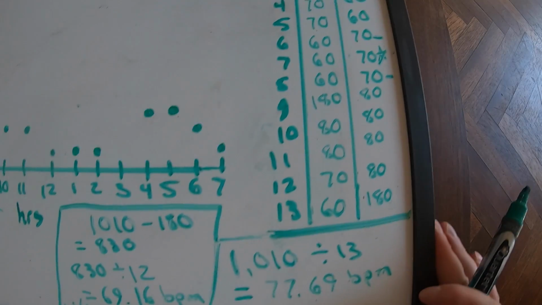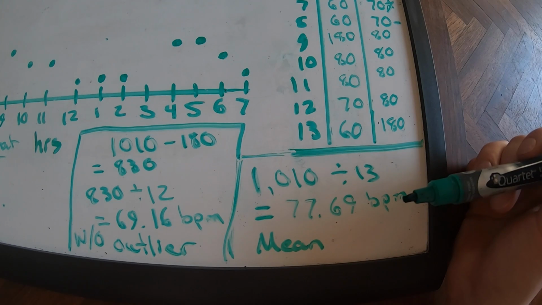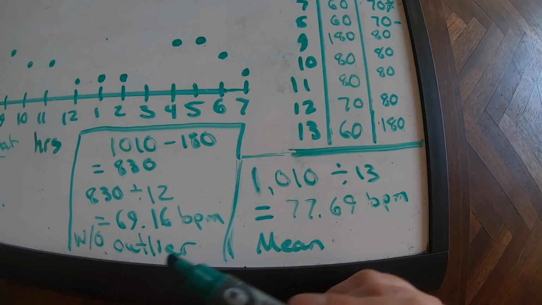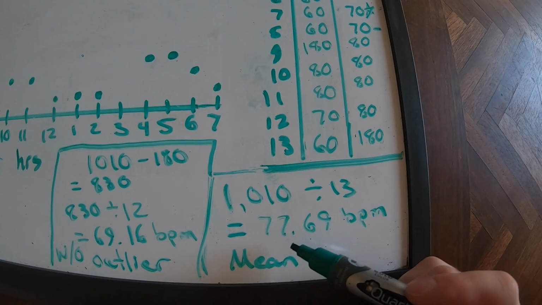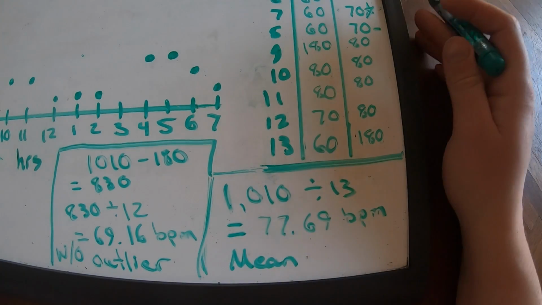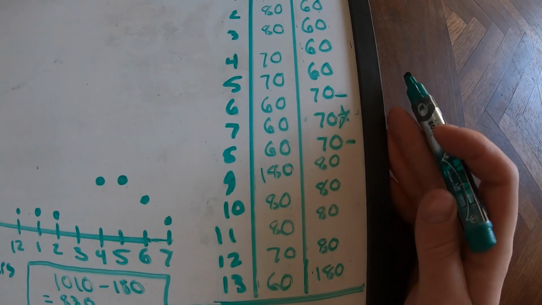So which of my means is closer to my median? Well, it's the one without the outlier. 69.16 is a lot closer to 70 than 77.69. So you'd actually probably round this up to 78. The median is probably the best way to represent our average here.